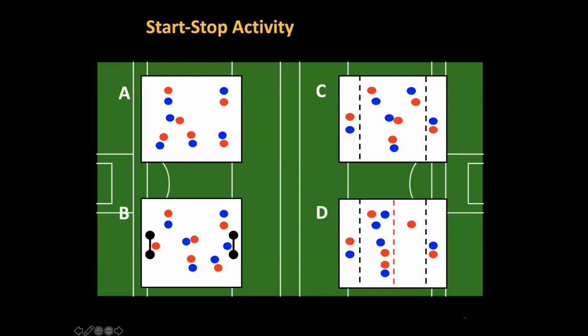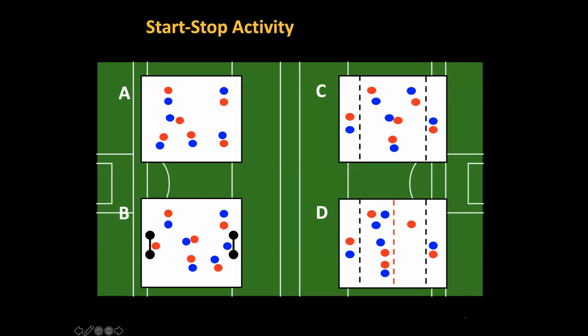If we go down to B, and we add in goals at each end, players would now have to focus to attack and defend. So as they switch between attack and defense, they're more likely to change speed. And also they're experiencing hurling specific decisions: when to run, where to run, who to pass to.